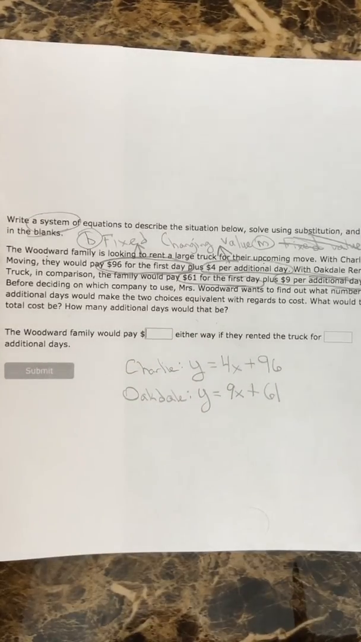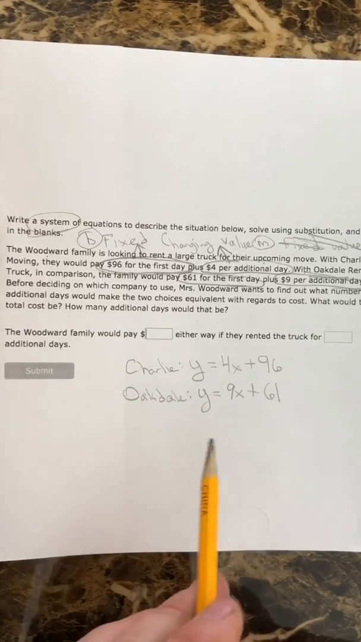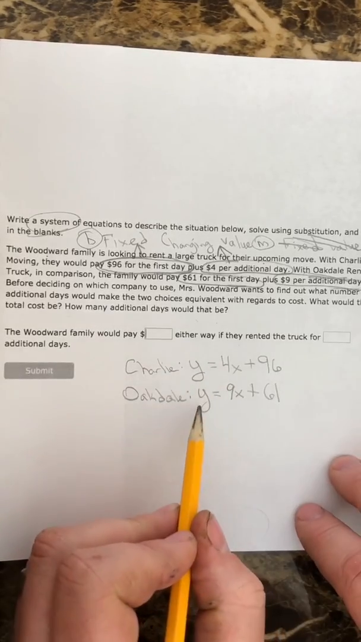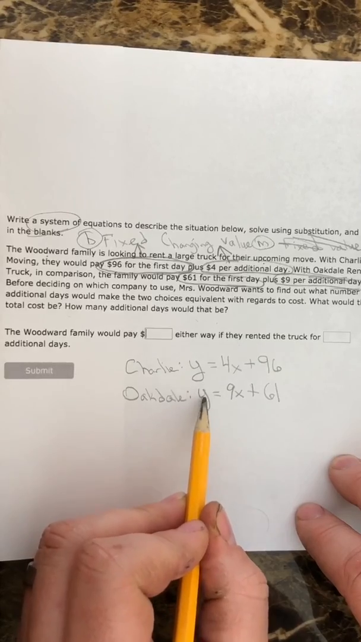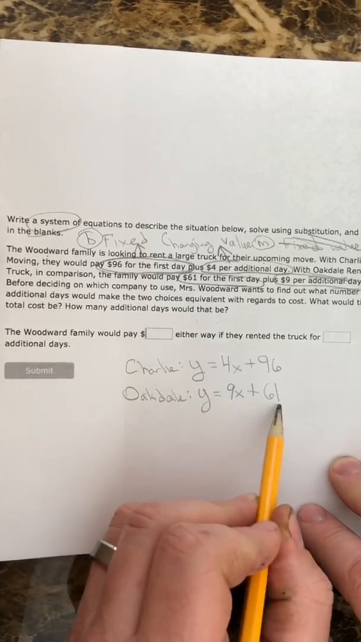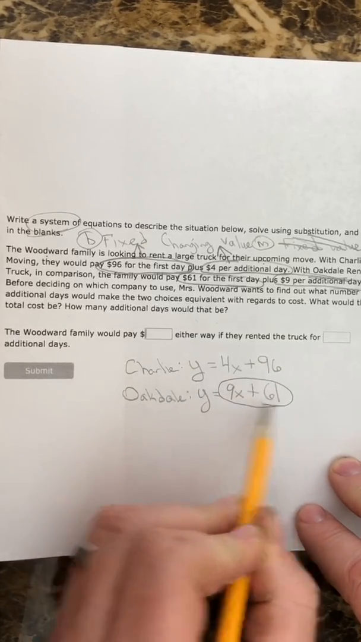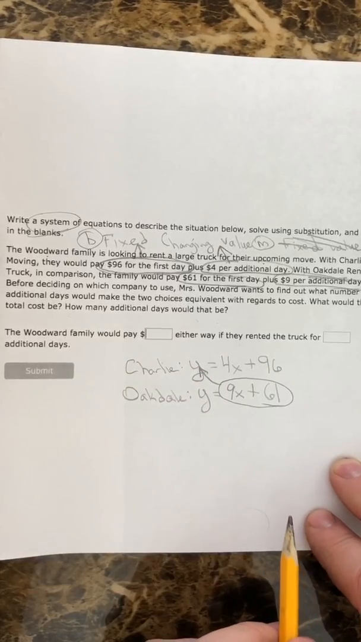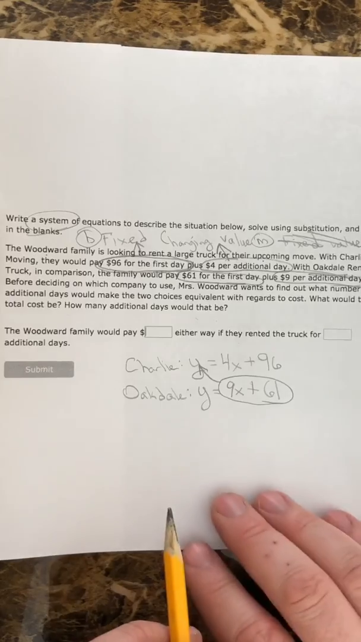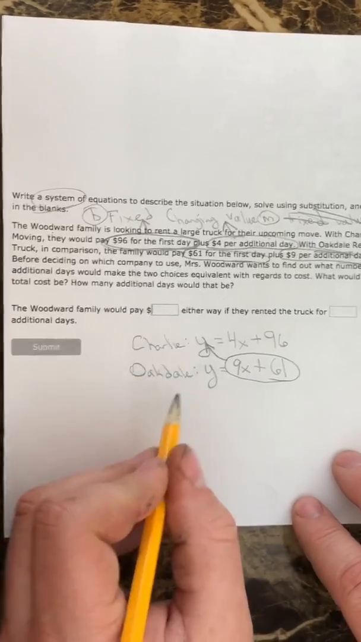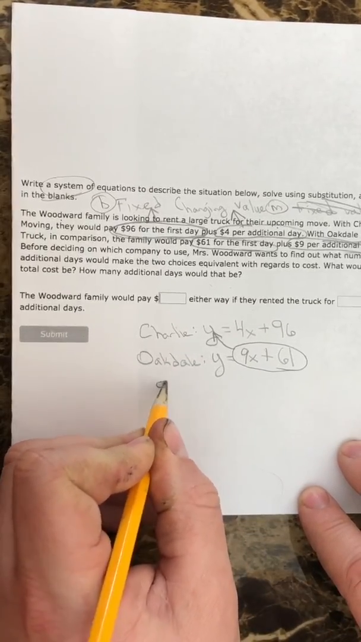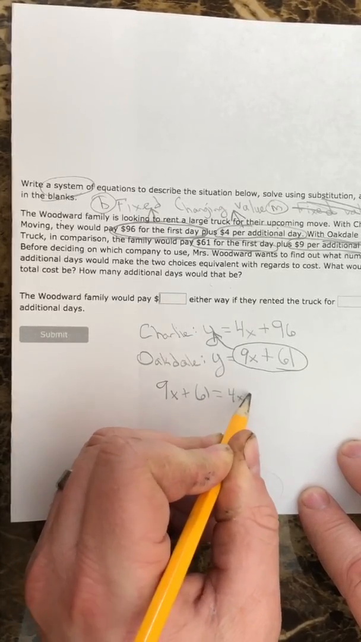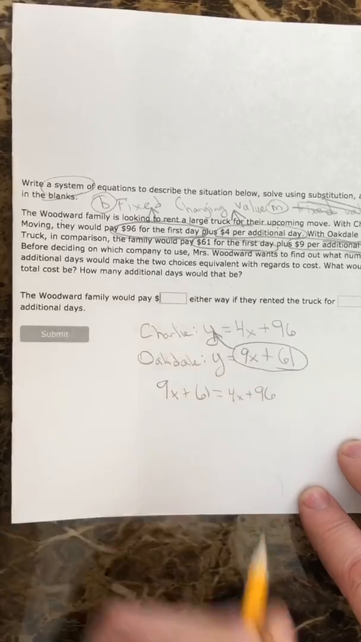Now, in order to solve this problem, you have to take one equation and plug it into the other. Since Oakdale says y equals this value, you can take this value here and plug it in for the other y value. Once you do this, here's essentially what you would have: your 9x plus 61 equals your 4x plus 96.